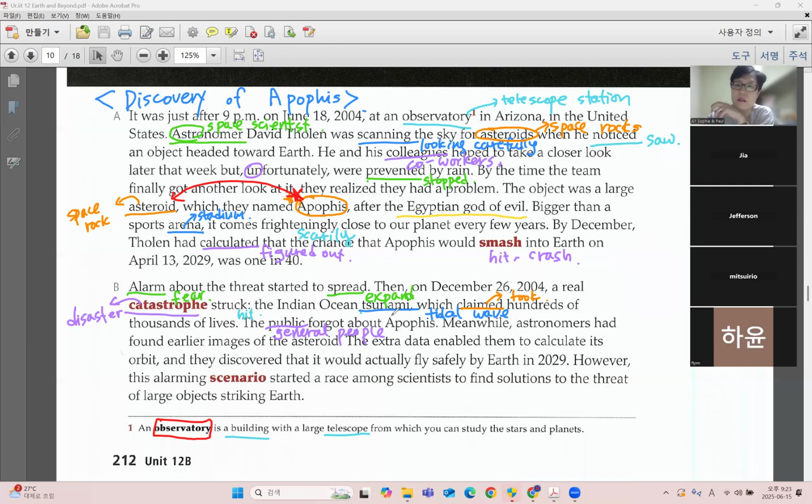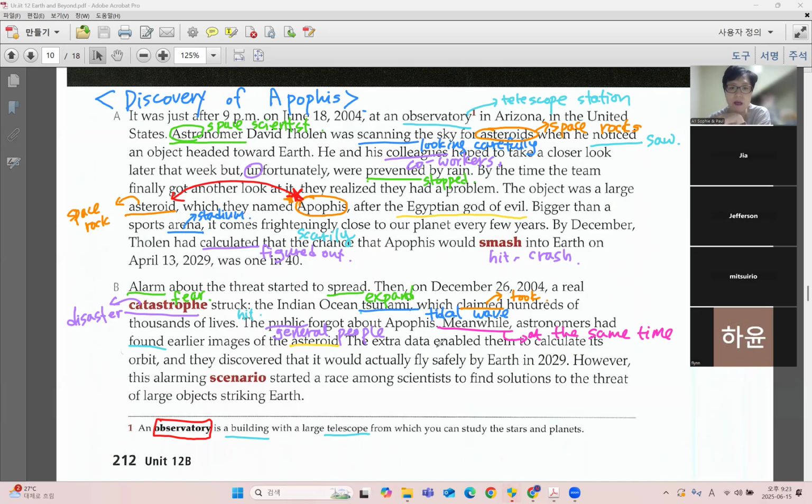And meanwhile, what does meanwhile mean? As always, at the same time. Astronomers, space scientists, discovered. Had found means, what does it mean, had found? Discovered earlier. Had found earlier images of the asteroid. Once again, what is an asteroid? A space rock. Good.